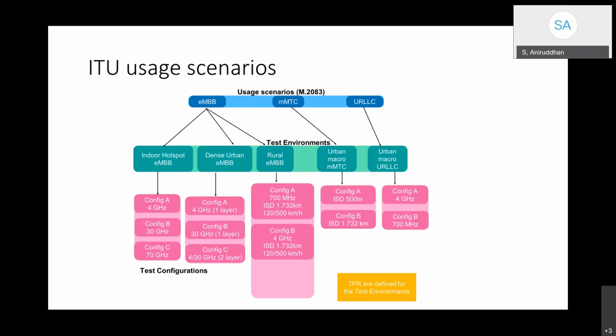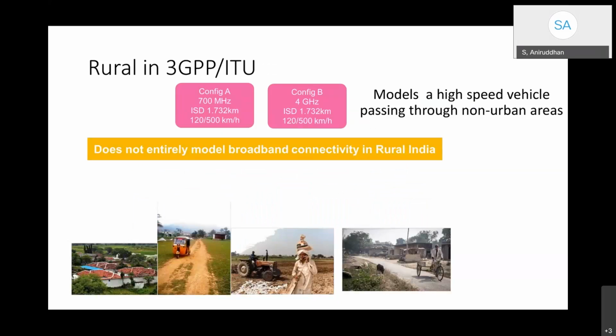If you look at all of these, what we are primarily interested in, for example, is the rural case. You will find that the rural case in 3GPP and ITU basically models a high-speed vehicle passing through rural areas. Imagine a car going on a highway from Los Angeles to San Francisco, or from New York to Washington, DC, and so on. They will be passing through large swaths of rural areas, going at very high speeds, maybe on a train or in a car, and this scenario models that.